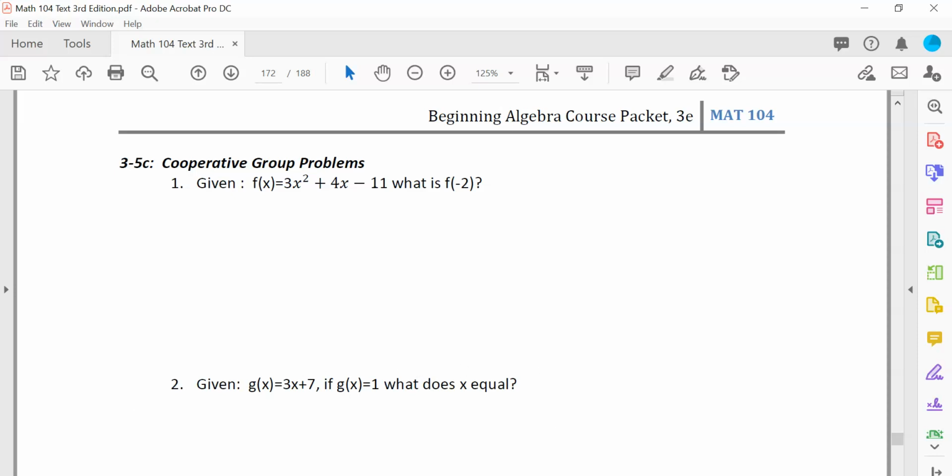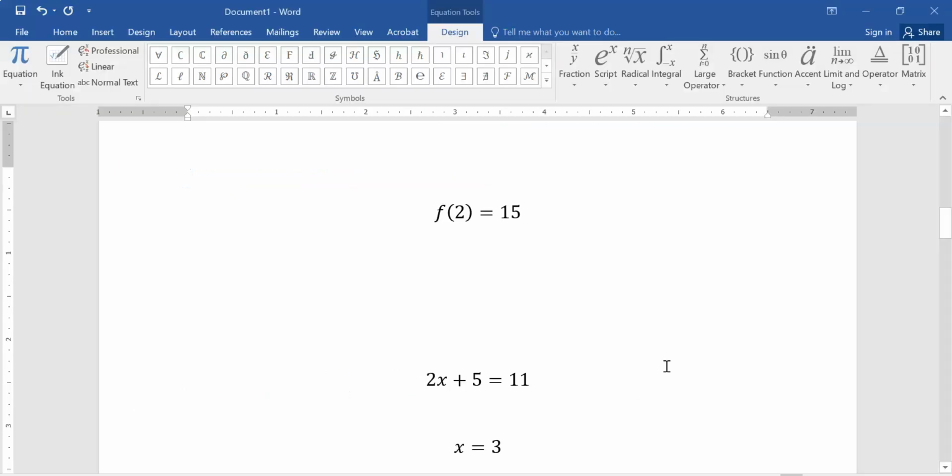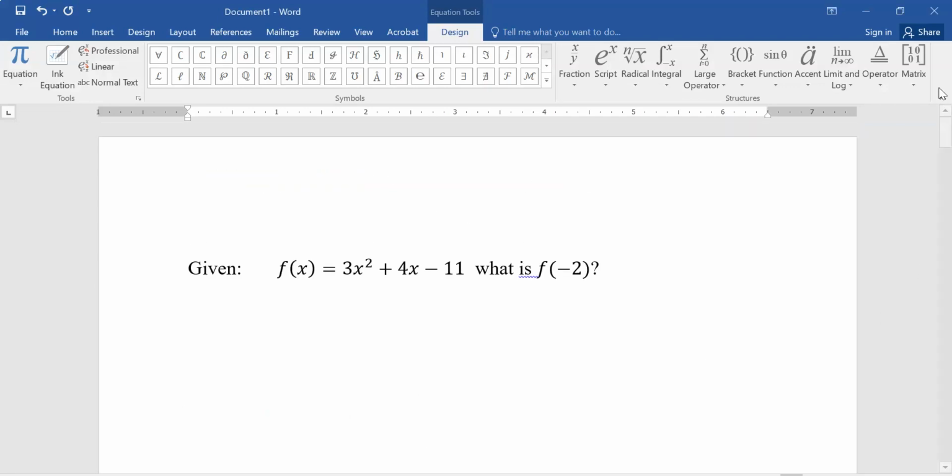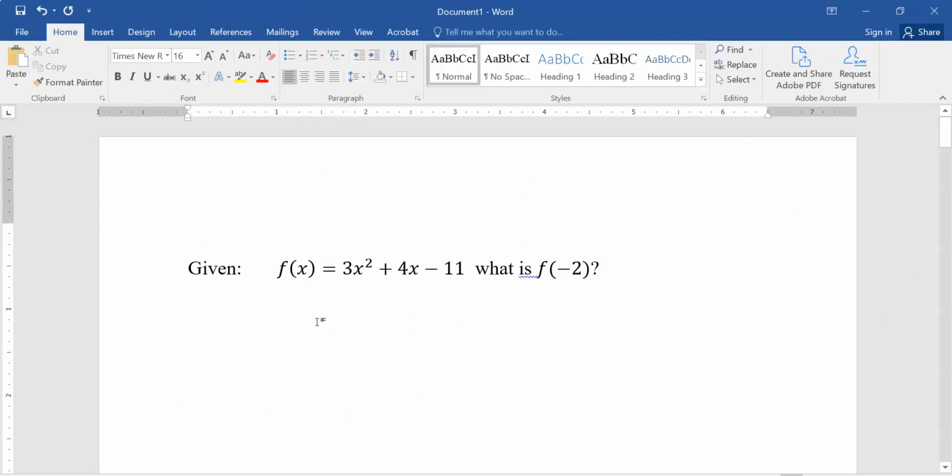All right, so hopefully you went ahead and did that. I am going to start doing these. So problem 1 says, given f of x equals 3x squared plus 4x minus 11, what is f of negative 2?